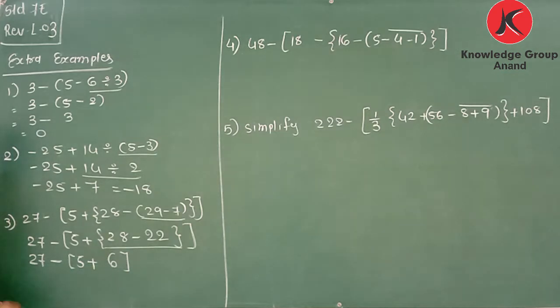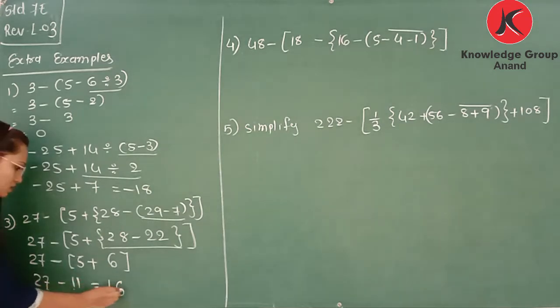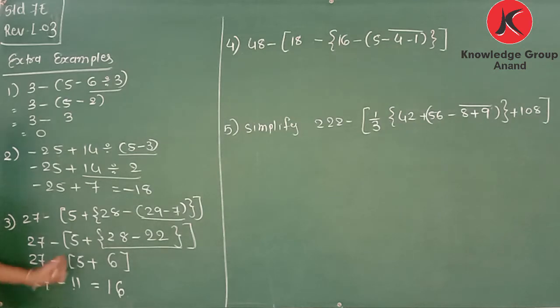Now we have only this bracket. 5 plus 6 is 11. Now 27 minus 11 is 16. Okay, so this way you can solve.